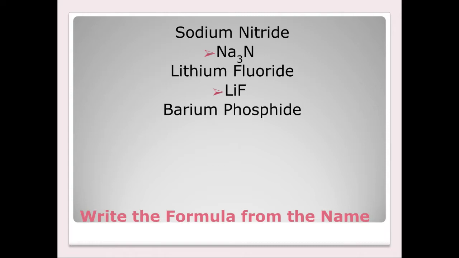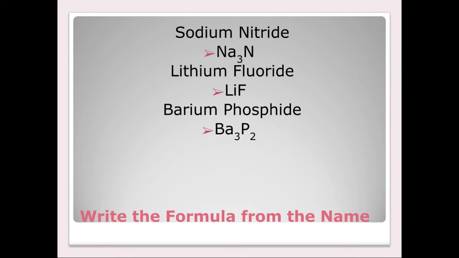And we're going to look at our next example, barium phosphide. Barium has a 2+ charge as an ion. Phosphide ion has a 3- charge. So if we crisscross, we should get Ba3P2.